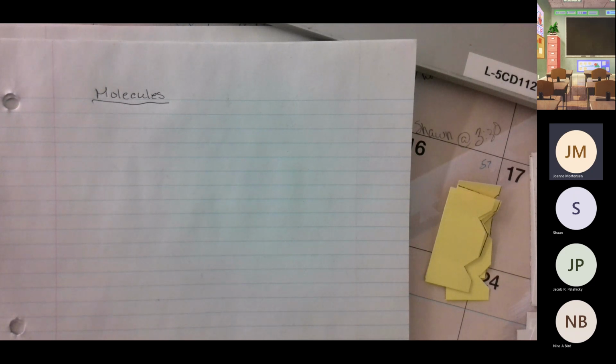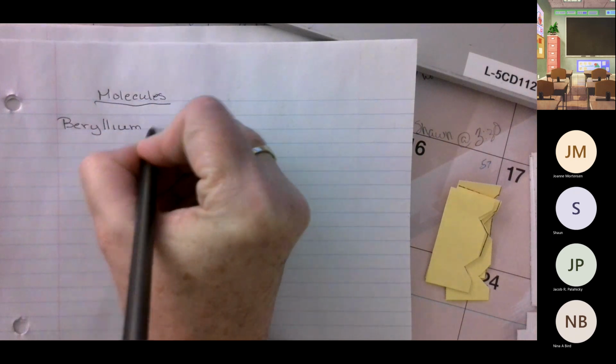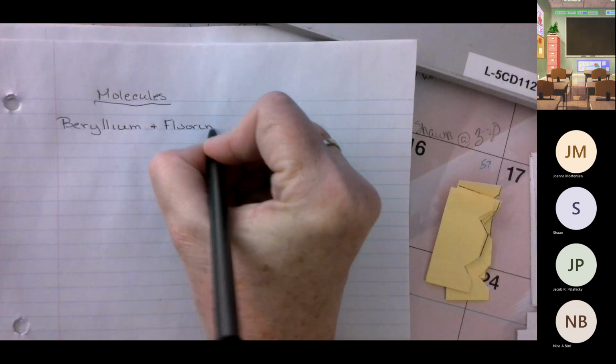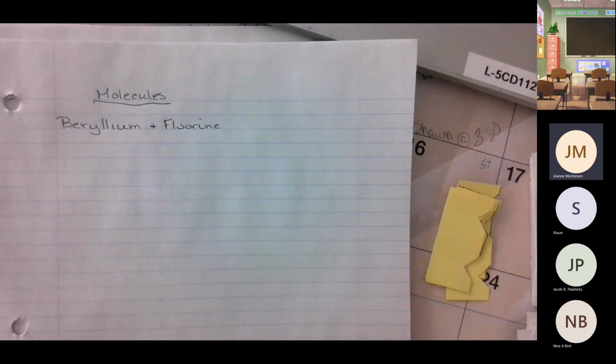Okay, so we're talking about molecules today, and like an atom, they have to be electrically neutral. But we don't have to count all the little electrons. All we need to worry about now in balancing is the charges. So we're going to start out by mixing beryllium and fluorine. We're going to start pretty easy, and then get more complicated and more fun as time goes on.